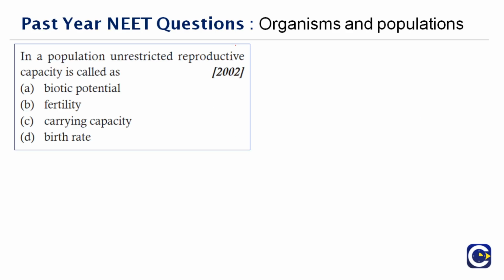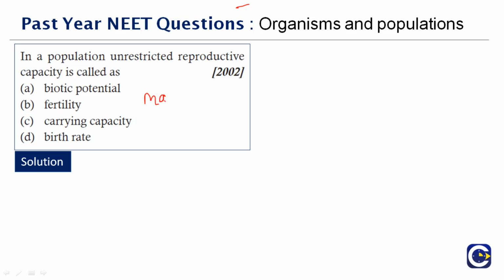In a population, unrestricted reproductive capacity is called as dash. So you have four options here: biotic potential, fertility, carrying capacity, and birth rate. So what do you think would be the answer here? What do you mean by unrestricted reproductive capacity? So that goes to biotic potential. So what is this biotic potential? Basically, it is an unrestricted growth of the population resulting in the maximum growth.